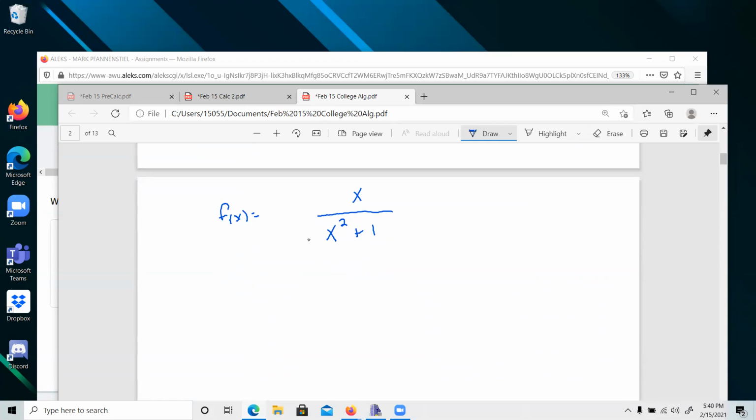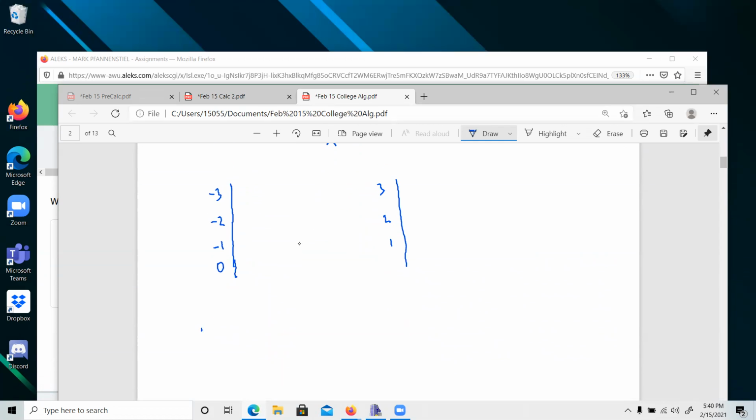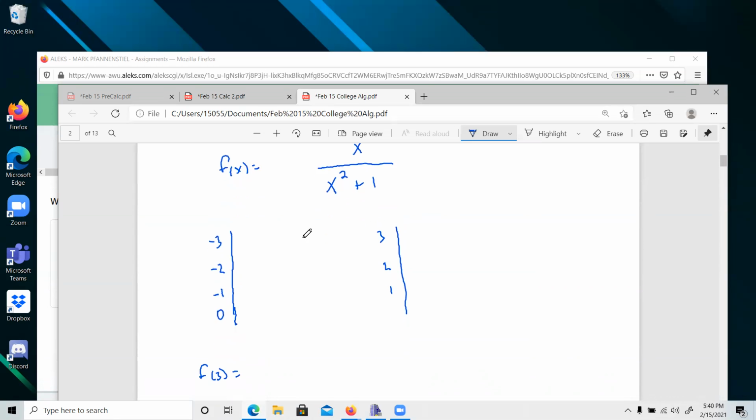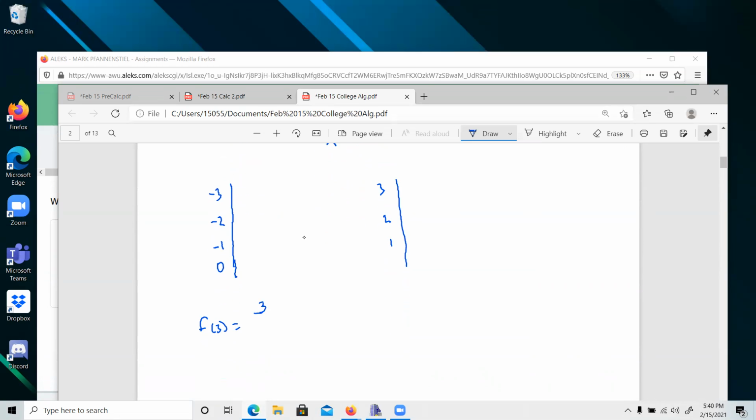So for this one, again, maybe we'll just do negative 3, negative 2, negative 1, 0, and then 3, 2, 1. Okay. So if I want to deal with f of 3, what we're going to be looking at here is 3 over 3 squared plus 1. So it's going to be 3 over 3 squared is 9, 9 plus 1, 10.